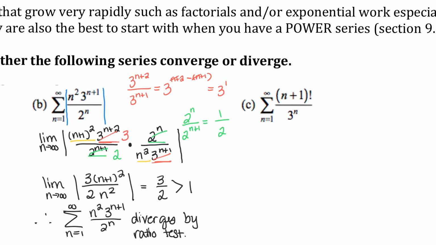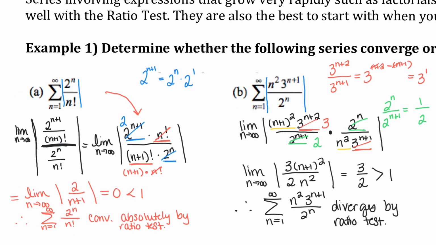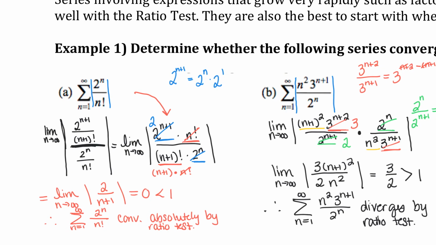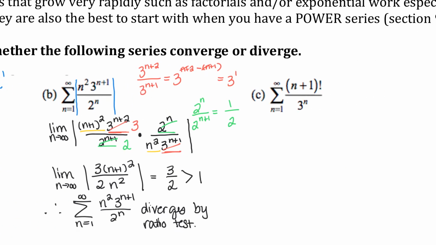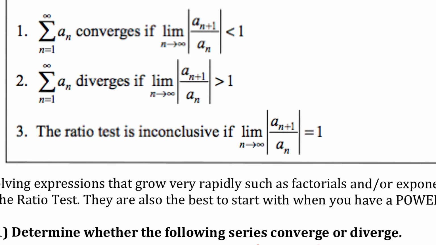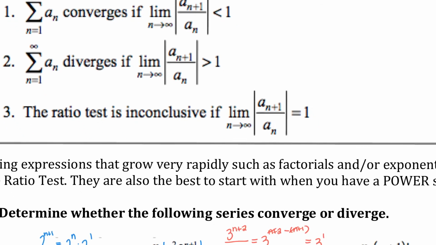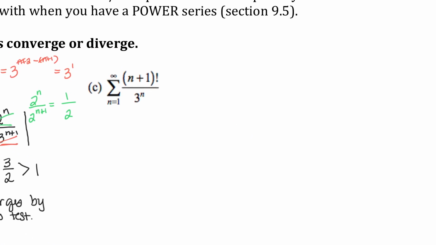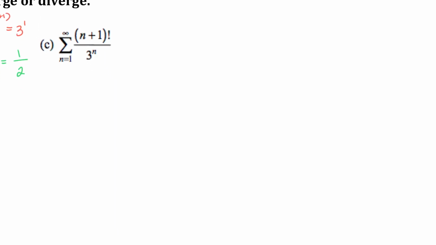Notice that it's not absolutely divergent. That's not a thing. This would only prove absolute convergence, but not absolute divergence. It's just divergent. And again, just reviewing the conclusions up here, less than 1 is converges, greater than 1 diverges, and equal 1 is inconclusive. Choose another test.